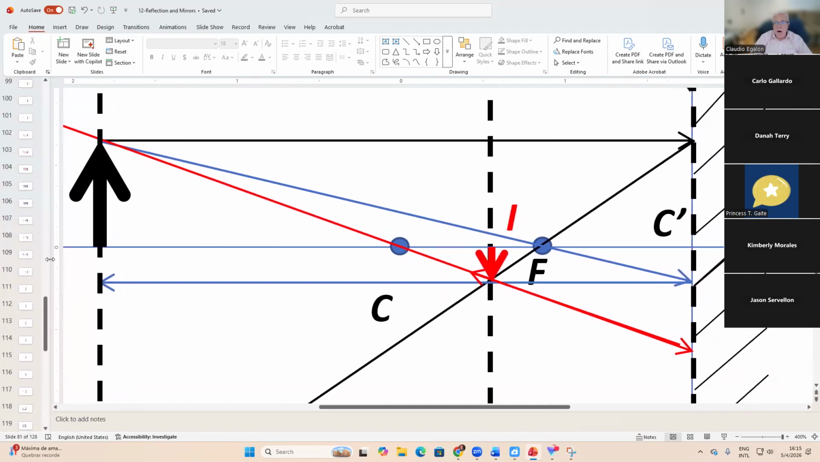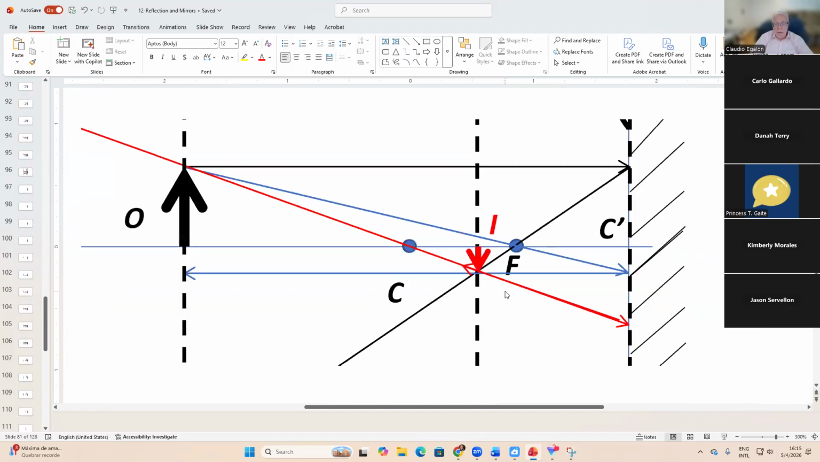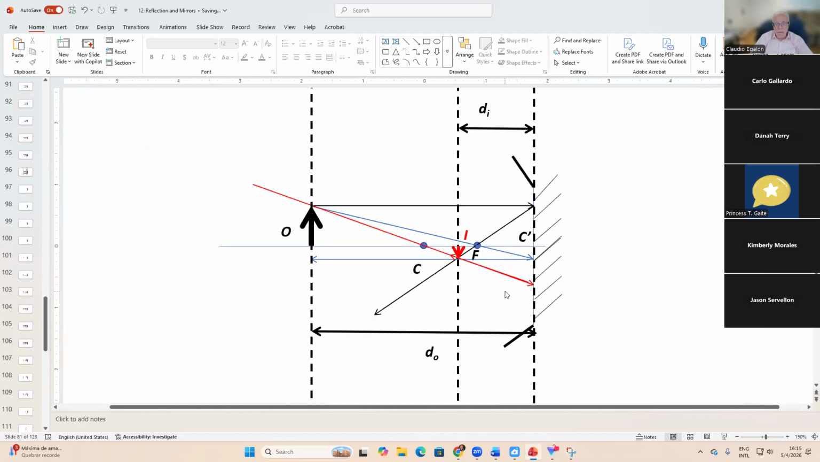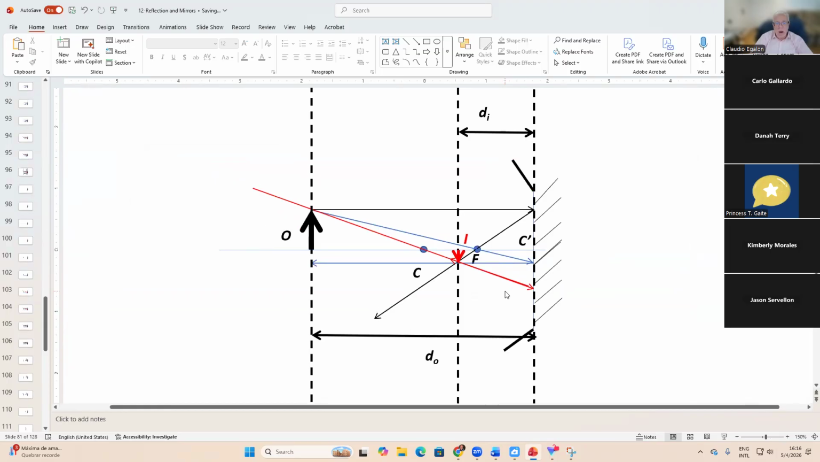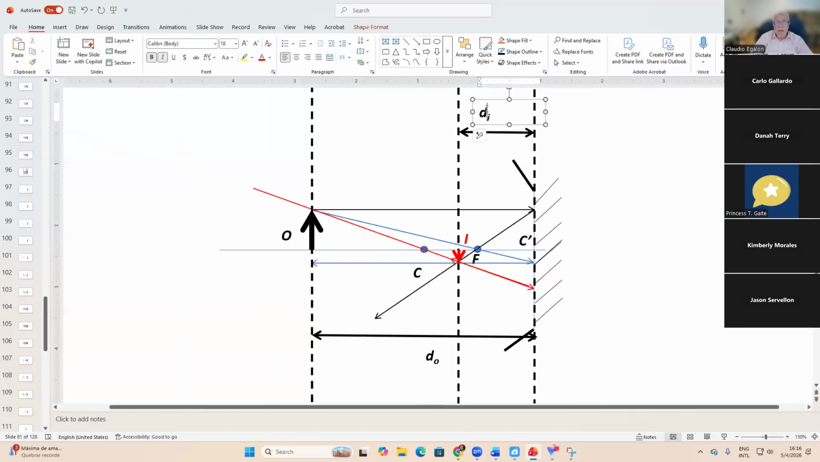This image is formed, in this case, between the focal point and the center of curvature. And notice that the image is inverted. This is the type of image that we can project onto a screen. Let me zoom out. D naught is the distance of the object to the mirror, and di is the distance of the image to the mirror.